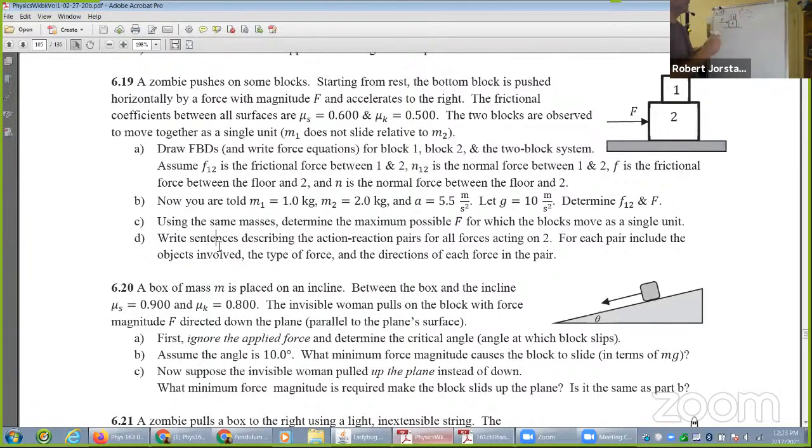We're told mu static. That's the static coefficient of friction. We've got mu kinetic.